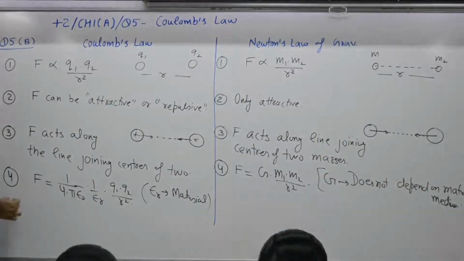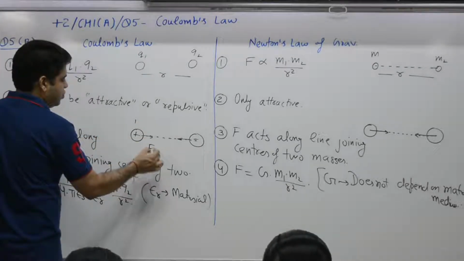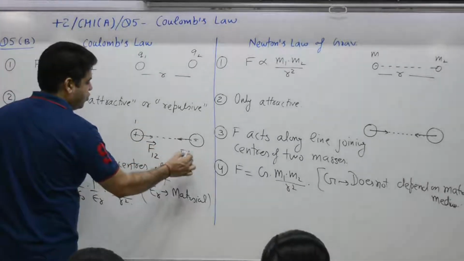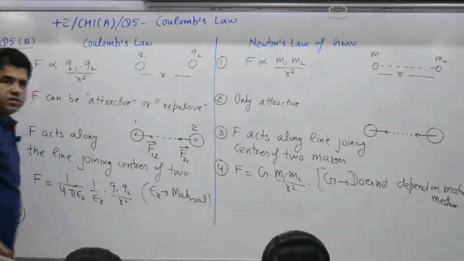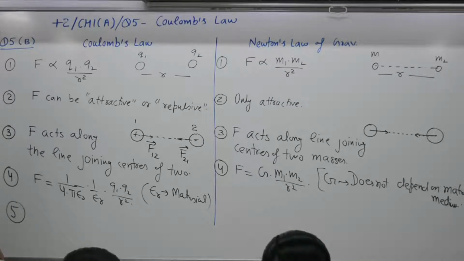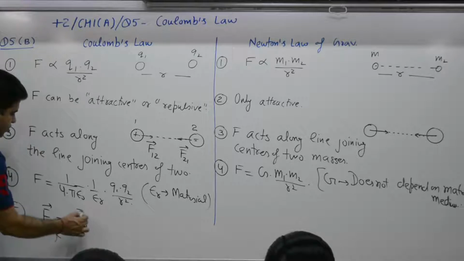Fifth, yes, direction. Force on 1 due to 2 towards right, force on this particle 2 due to 1 towards left. The two are having what magnitude? Same magnitude, but direction opposite. F12 is equal to minus F21.